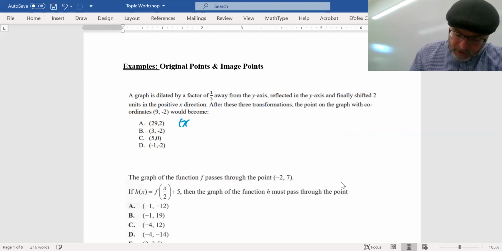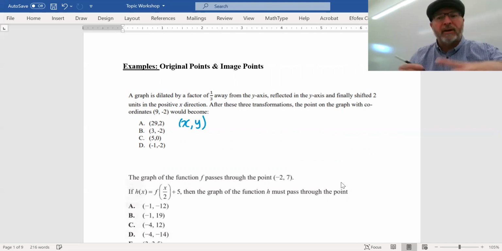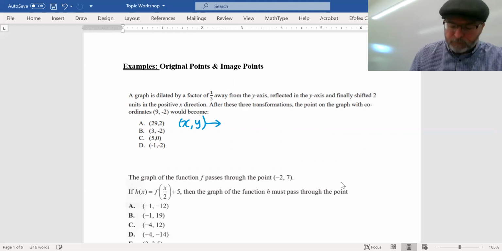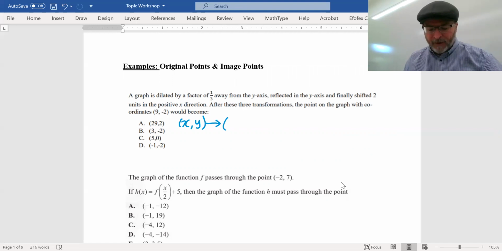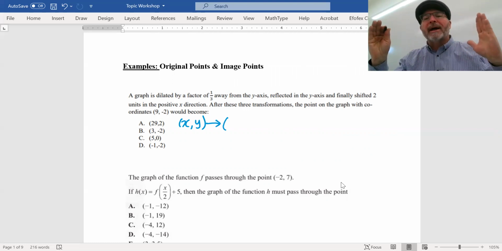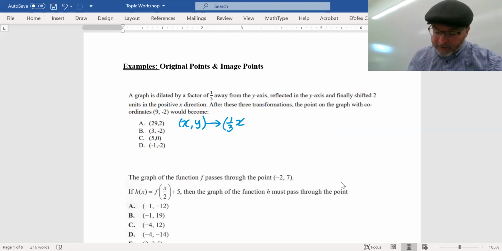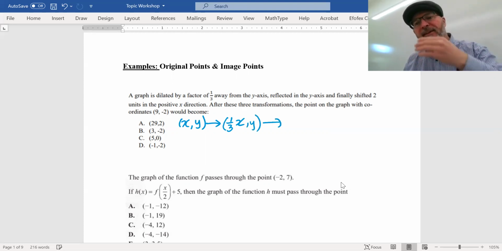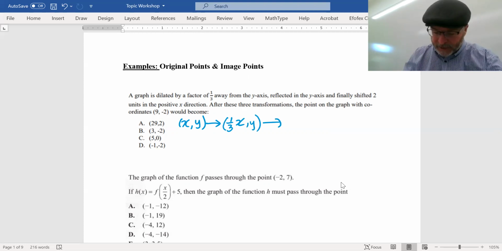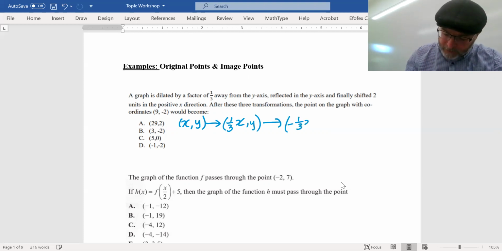So if I just write down here, I've got this original point on the original curve, (x, y). That's always a good starting step. And I'm going to go through bit by bit and write down what happened. Well, the graph was dilated by a factor of 1/3 away from the y-axis. If you're moving away from the y-axis, you're moving horizontally. So it was actually the x that was affected there. So I'll write 1/3 x. It was reflected in the y-axis. So the next thing that happened, if you reflect in the y-axis, then x's become minus x's. So now we've got minus 1/3 x happening.